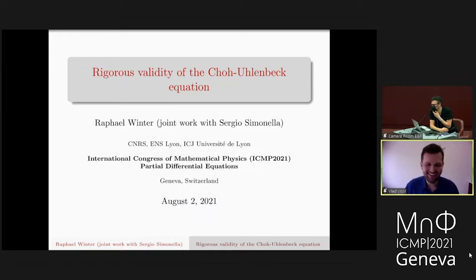So our last speaker of the contributed talk session is Raphael Winter from ENS Lyon, and he will tell us about the rigorous validity of the Choh-Uhlenbeck equation.